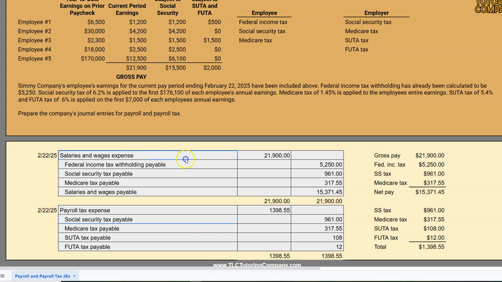So essentially we have one journal entry for the payroll, which really focuses on the employee's earnings, their paycheck, and the taxes that are taken out of their paycheck. And then we have another one for payroll tax, which focuses on the employer's tax responsibilities and the total amount that has to be remitted to the government.